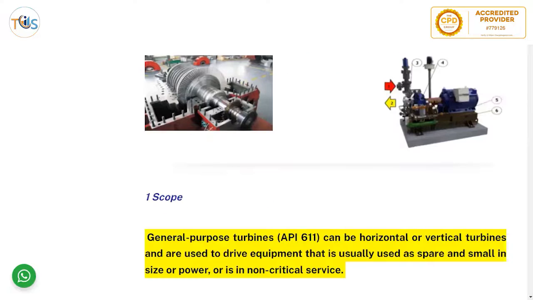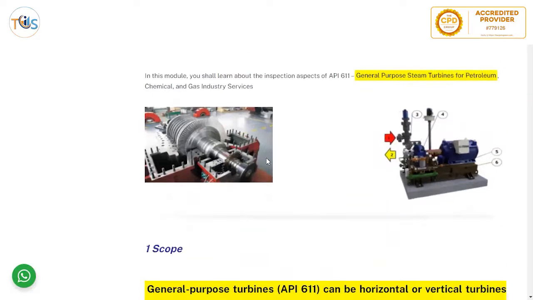This picture shows, as you can see, the size is not that big, it's small. You have an inlet, you have an outlet, and there is a mounting plate here, and the steam turbine is placed on top of that. It can be in a vertical position, or in a horizontal position.